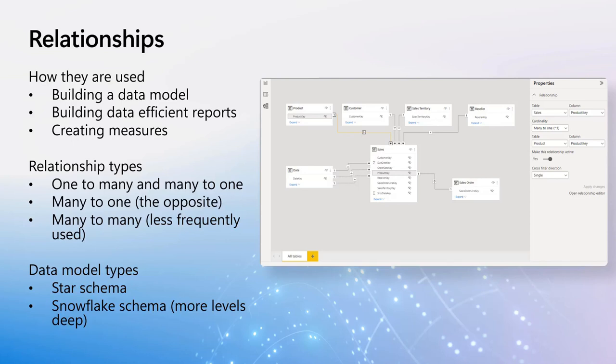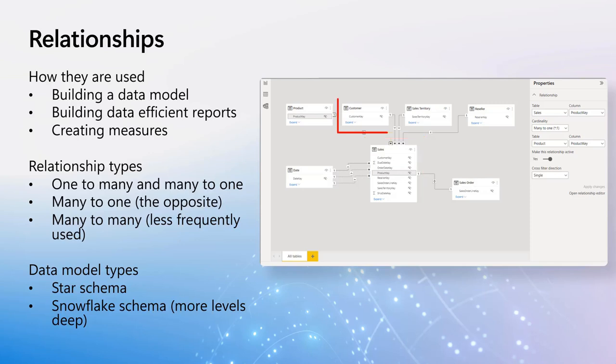On screen is a data model representing the sales for an organization. We'd consider this to be a star schema data model, and that's because we have a central sales transaction table connected to a series of tables that tell us more about those sales transactions. And we call these tables dimension tables.